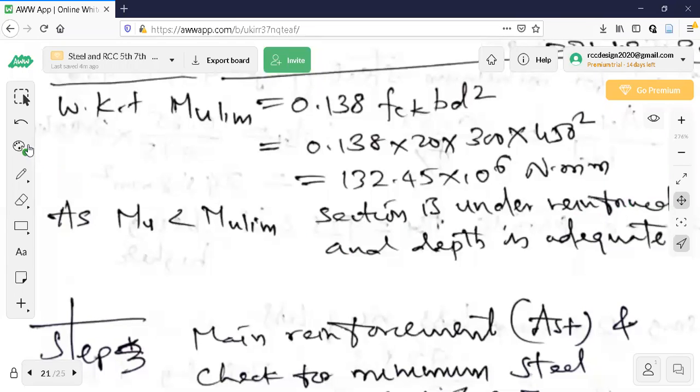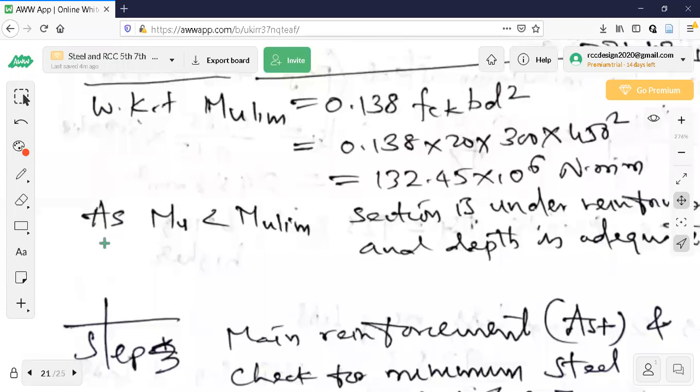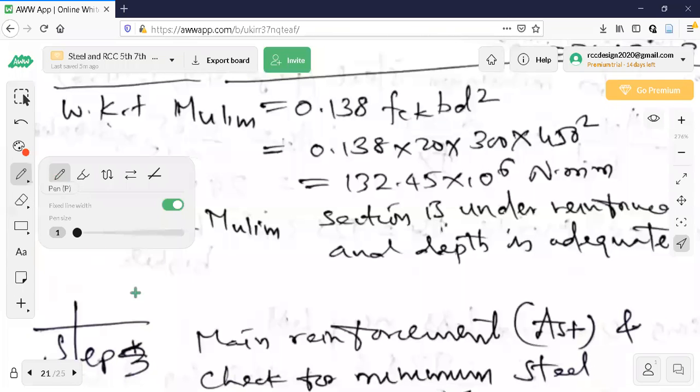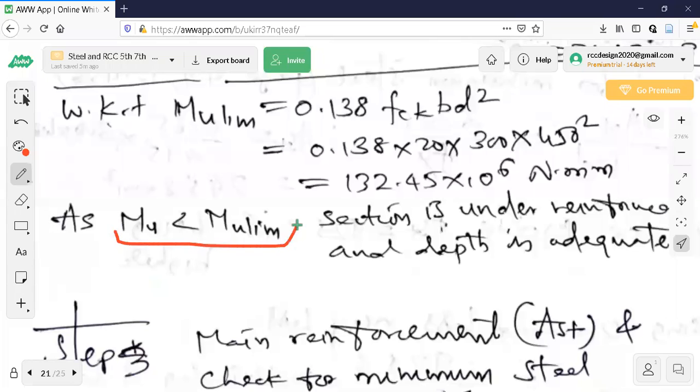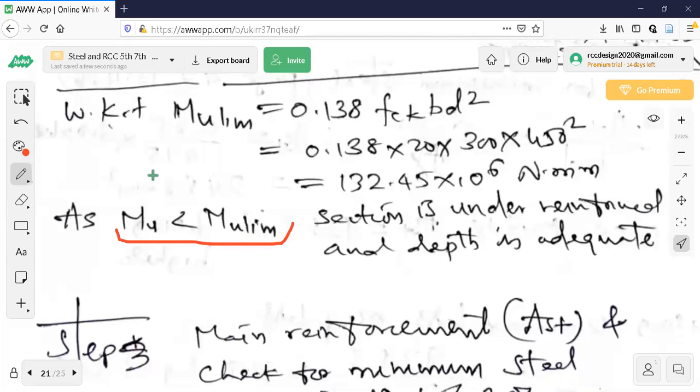This is a new thing that you are learning today. What is that new thing here? Just observe what you learned here: to decide whether the section is under reinforced or over reinforced, one more condition is also used, which is MU less than MU limit. So far we were discussing XU less than XU limit, PT less than PT limit. Now this is MU less than MU limit. In design I have to use this one. Otherwise I'll be wasting my time in calculating XU and XU limit values. No need to calculate those two.